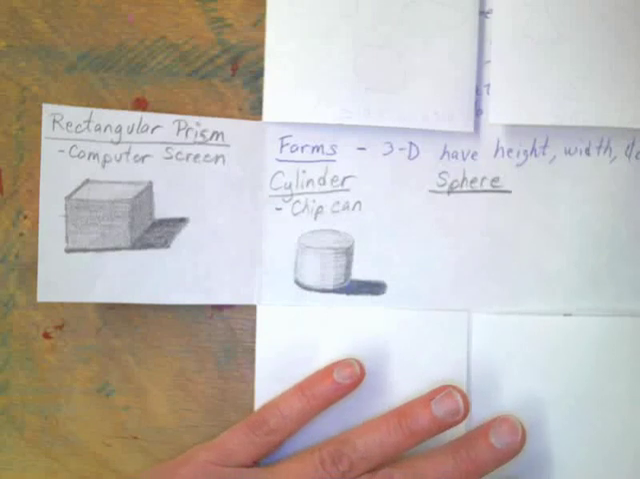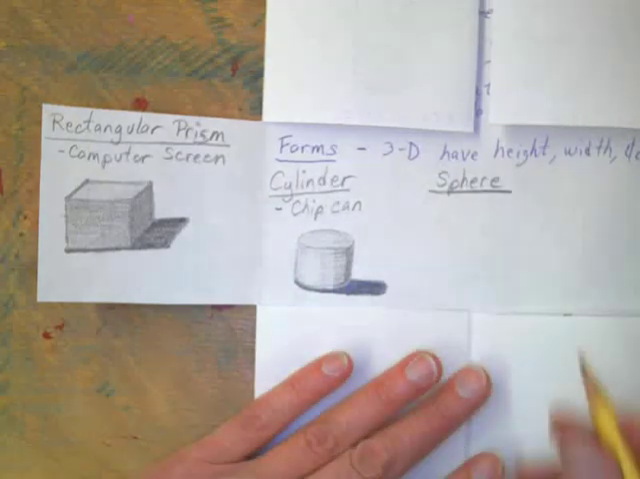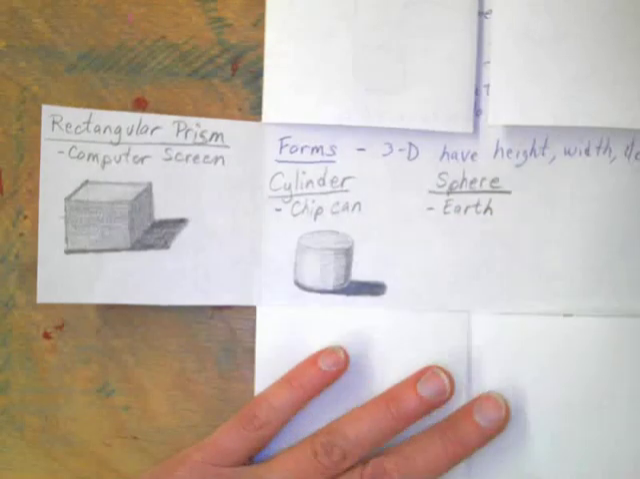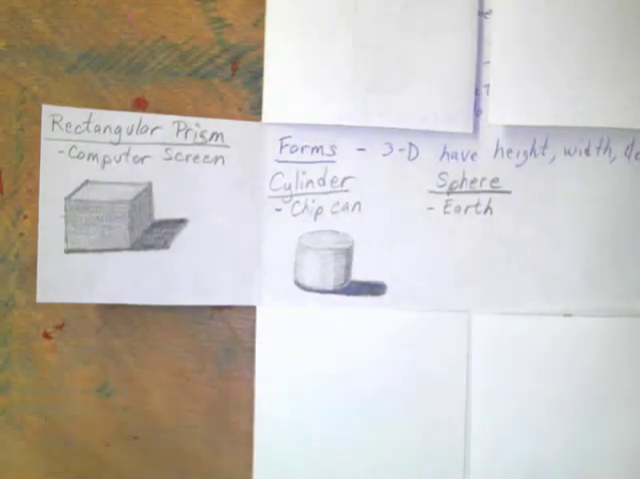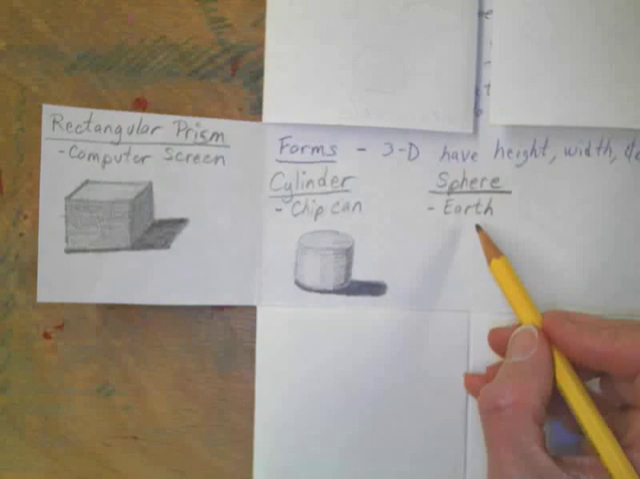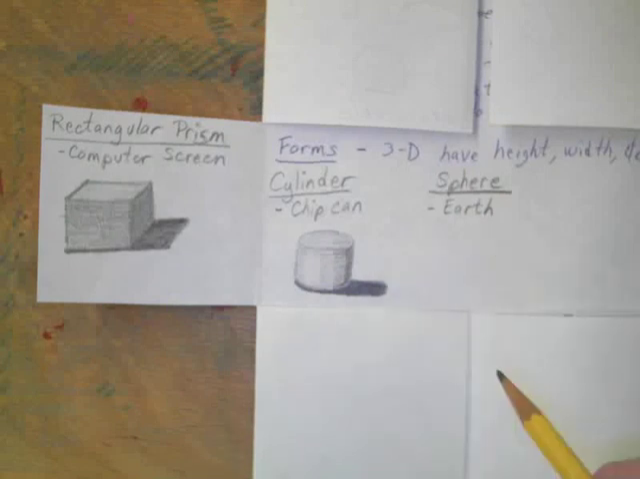Sphere. A sphere is Earth. And then I want you to think of 2 others. Only one can be a sports ball. If you choose sports balls, you got to take one and then one other thing that would be a sphere. We're talking about a round object.